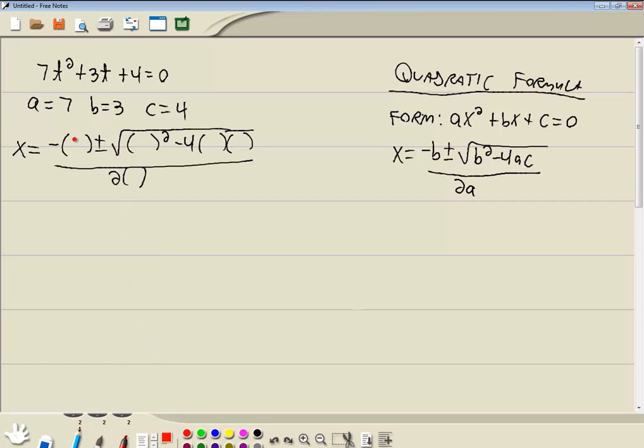Now wherever we had a b in our formula, we'll put in 3. And wherever we had an a in our formula, we'll put in 7. And then wherever we had a c in our formula, we'll put in 4. So that gives us negative 3 plus or minus the square root of 3 squared, which is 9, minus, let's see, 4 times 7 is 28 times 4 is 112. Minus 112, over 14.